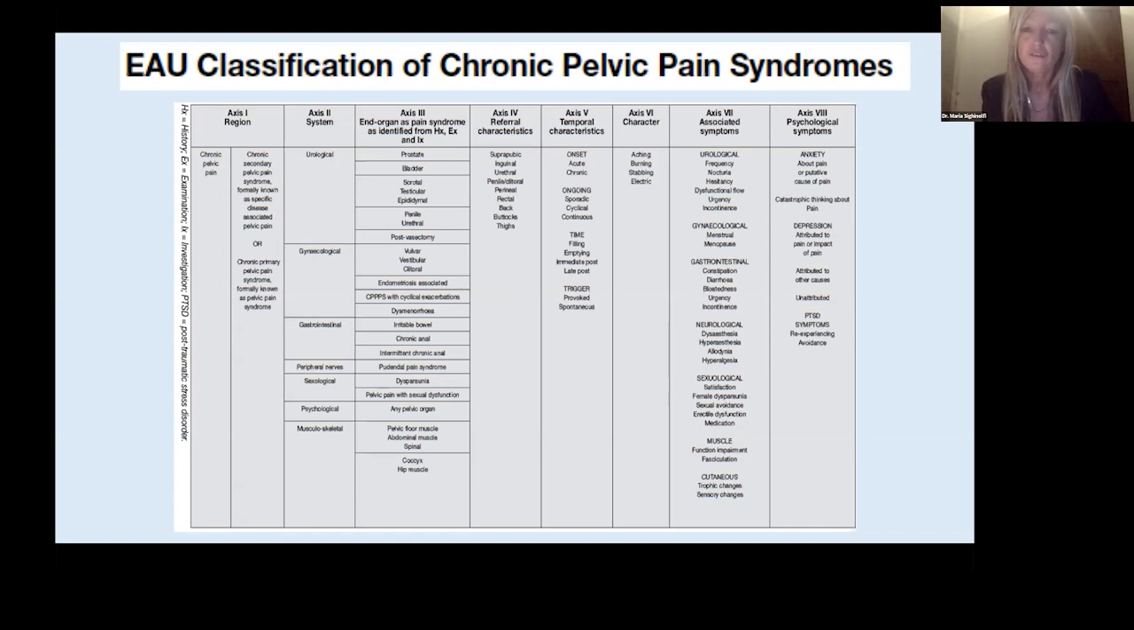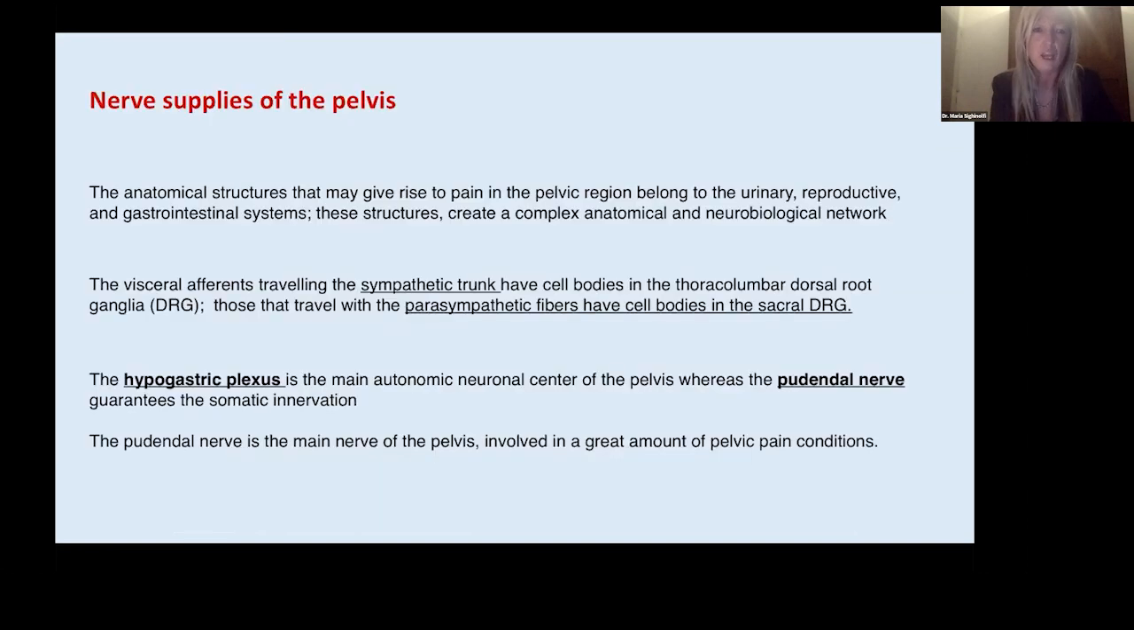urgency; gynecological symptoms related to menstrual or menopause symptoms; gastrointestinal symptoms such as constipation or diarrhea. And finally, psychological symptoms could also be involved, symptoms of anxiety and depression. So these are the characteristics that describe the possible features of chronic pelvic pain syndromes.